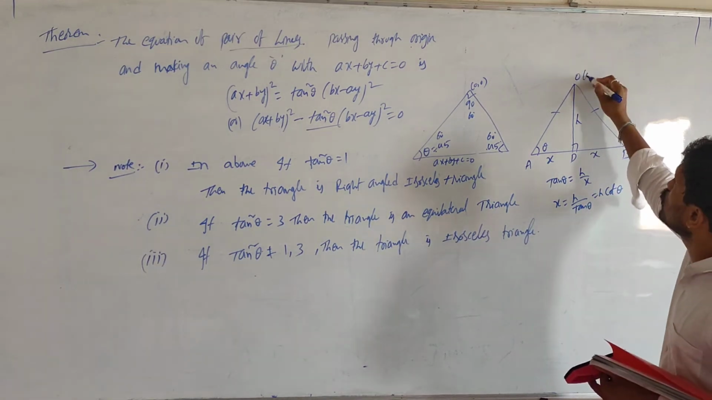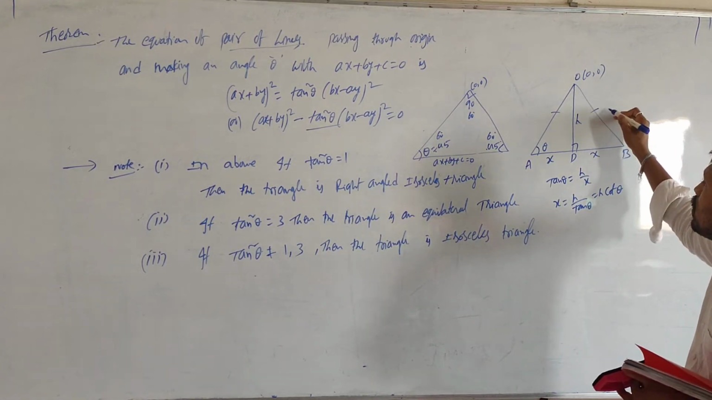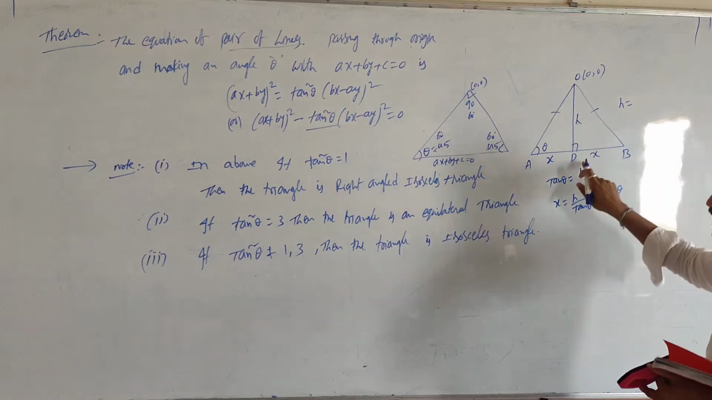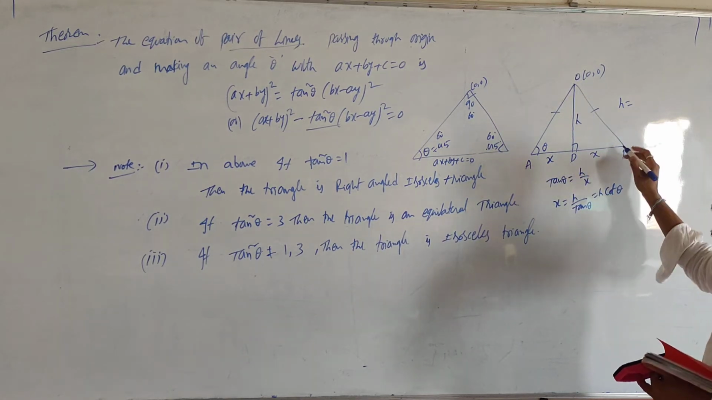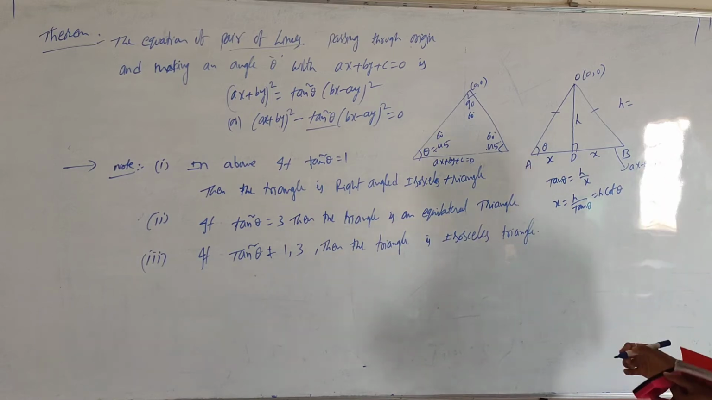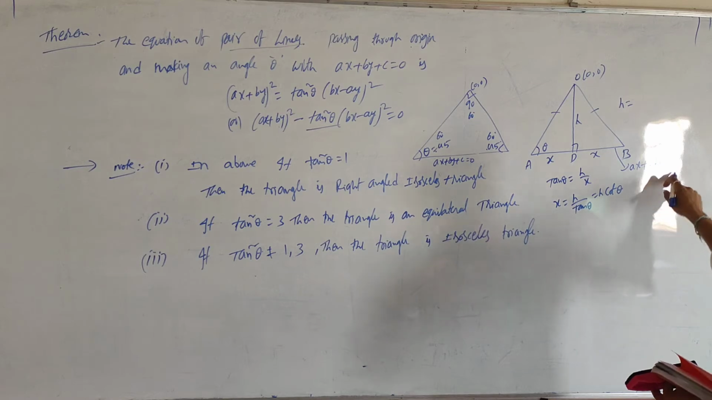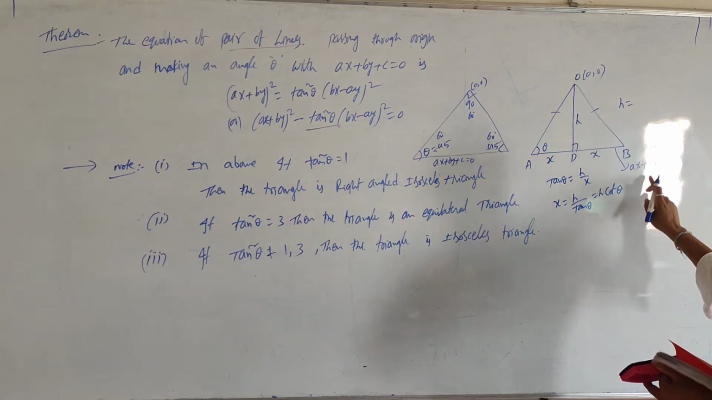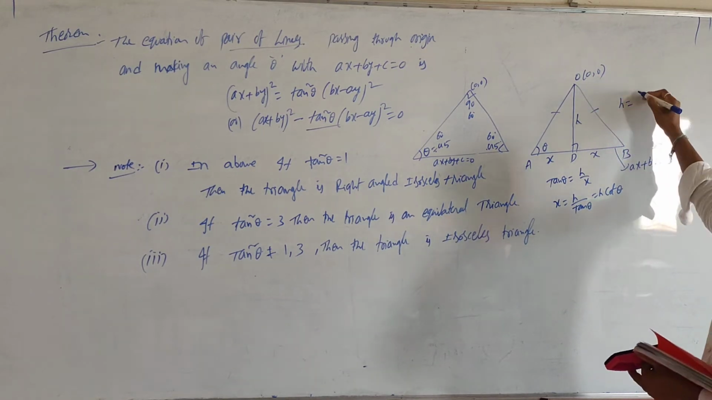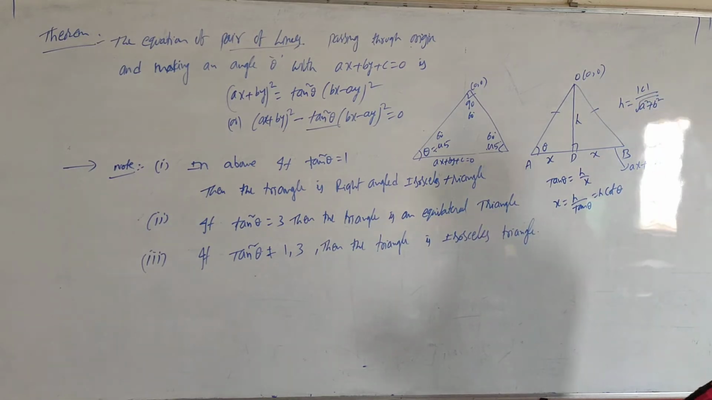It is anyhow (0, 0) only. This perpendicular distance h is nothing but, how can you write? h is equal to the perpendicular distance from this point to this line. Let us take this line as ax + by + c = 0. The perpendicular distance from the origin to this line is nothing but |c| by root over a square plus b square. Very clear.